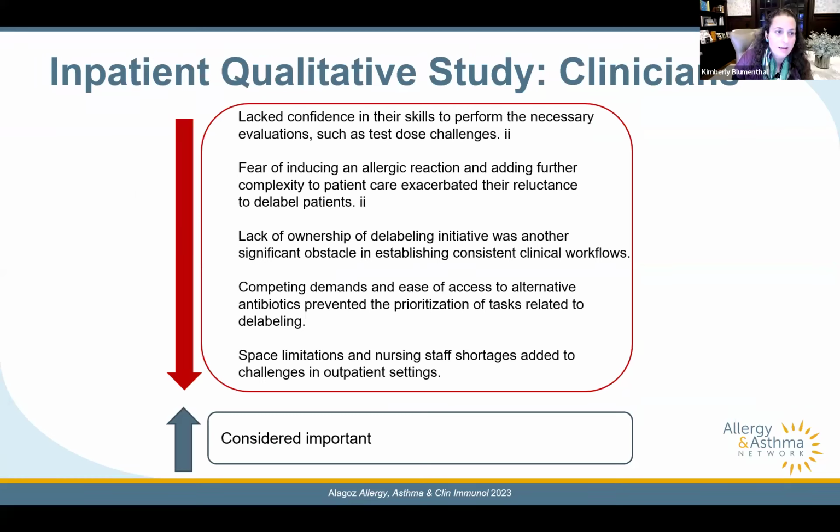And then finally, there was an inpatient qualitative study about the clinicians and their barriers and facilitators, the barriers shown in this big dark red arrow down. The little arrow that is the facilitator was that all the clinicians in the hospital think it's important, but they just don't have confidence in their skills. They're worried about hurting patients. There's no ownership. There are competing demands and space limitations. So we are up against a lot to be able to spread penicillin allergy evaluation and delabeling.